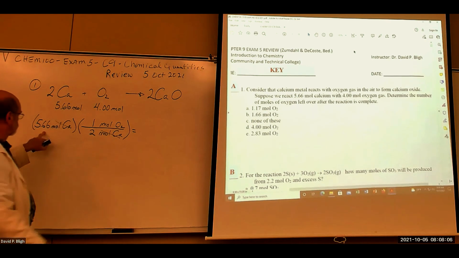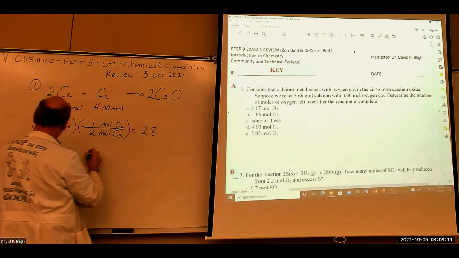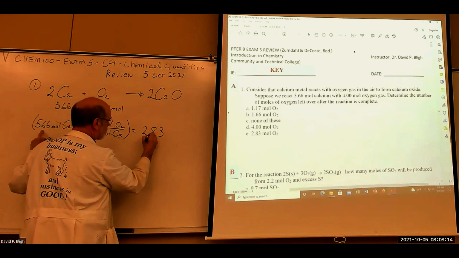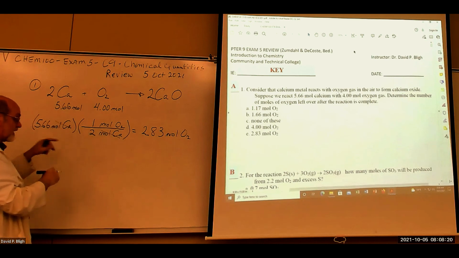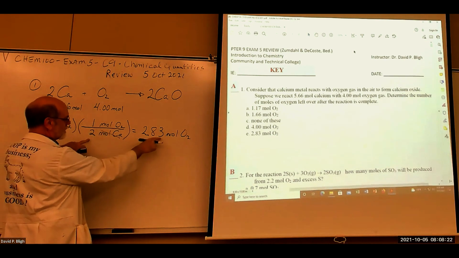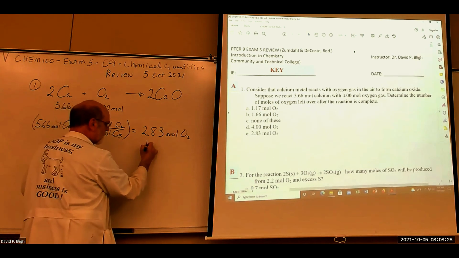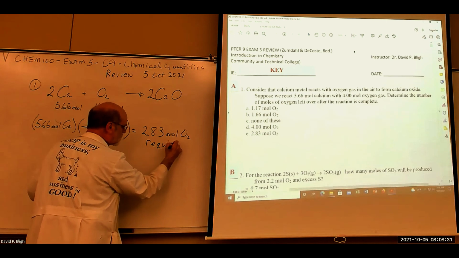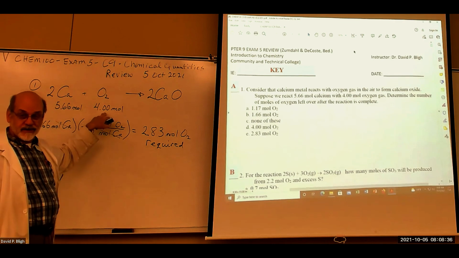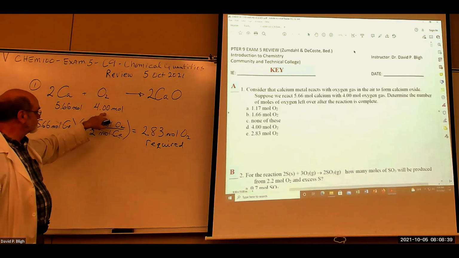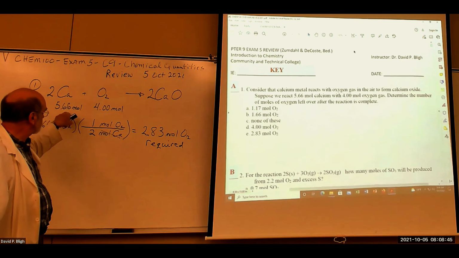5.66 divided by 2. Let's see if I can do that in my head. Let's say 2, 8, and 3. Correct? That's how much oxygen is required, if I did that correctly. Let me check my math. 2.83, yep, that's right. This is how much oxygen is required. So if you've got 4 moles of oxygen there, obviously there's plenty. And all of this is going to run out. So this one is limiting. Calcium is limiting.